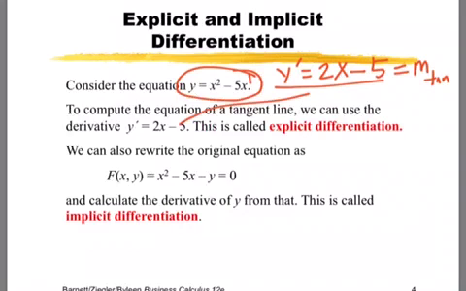Okay, we can also rewrite this equation in implicit form. If I take my y and subtract it from each side of the equation, I'll get x squared minus 5x minus y equals 0. This is implicit form. And we can calculate the derivative of y from that also.